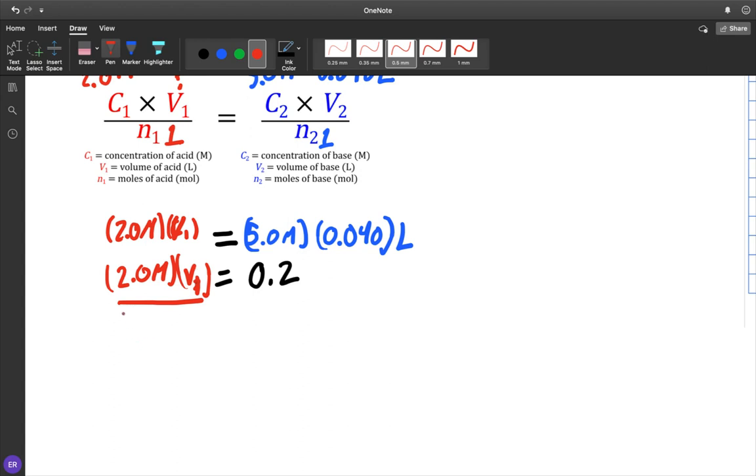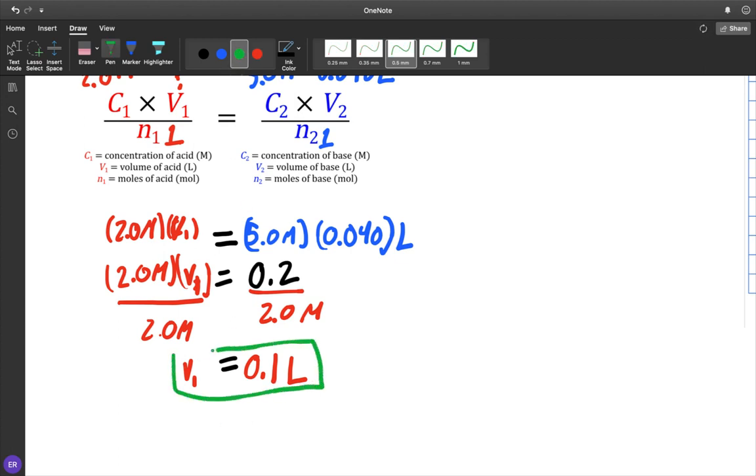And let's go ahead and divide, so get V1 by itself. So divide by 2.0 molar, divide by 2.0 molar. Okay, so go ahead and do that math and let's see what we got. So we have 0.2 divided by 2, which equals 0.1. And because this is volume, this is going to be our liters. Okay, and so this is our answer.